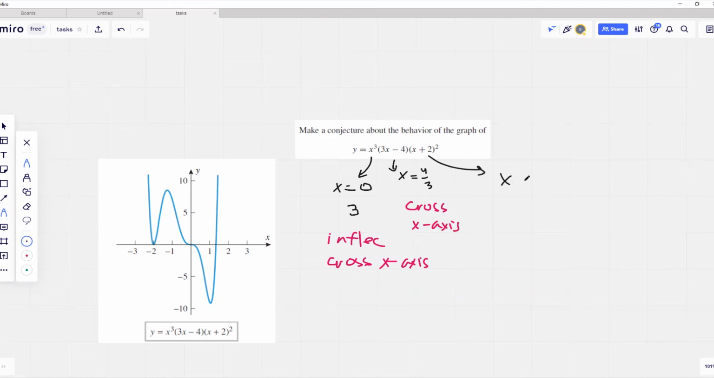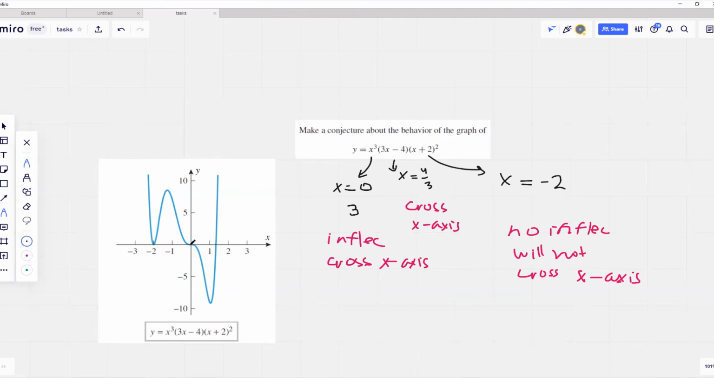In case of x equals -2, here we have even multiplicity, and we know that we'll have no inflection point here. And our graph will not cross the x-axis. So now let's take a look at the plot of this polynomial and confirm our findings.